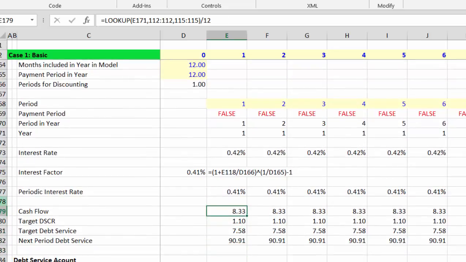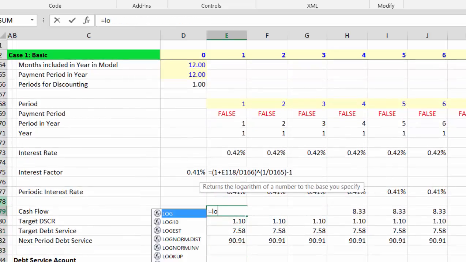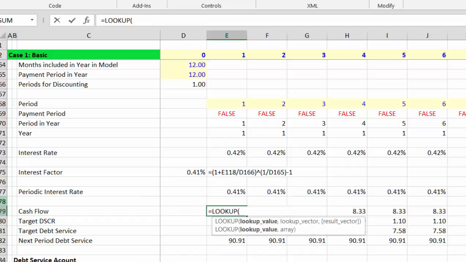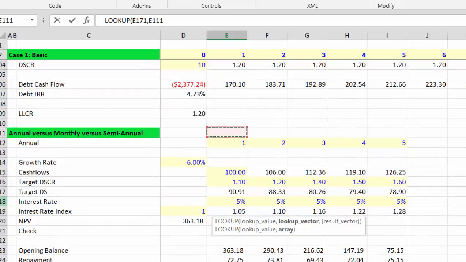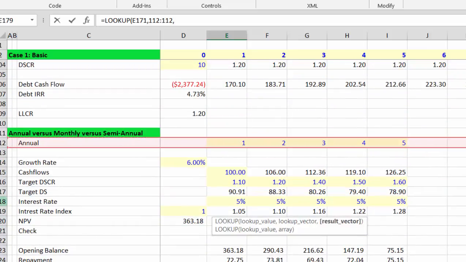Now, we will do the same thing. I'm going to apologize for being a little bit repetitive here, but I'm going to get the annual cash flows, okay?